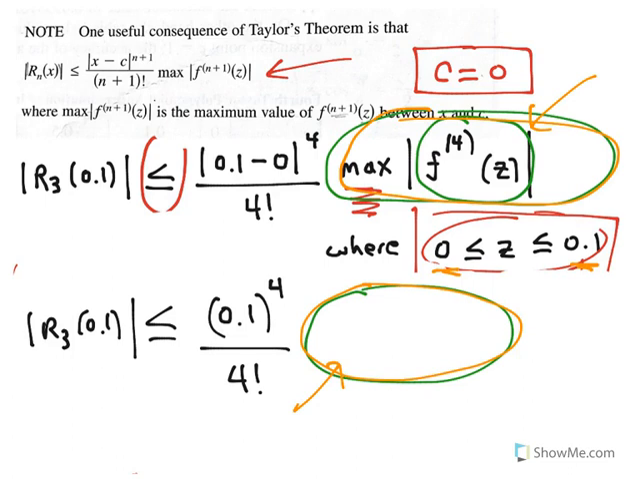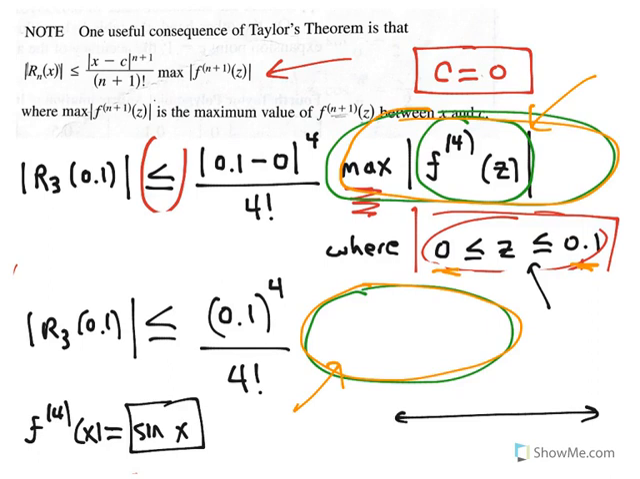Now go back to what our fourth derivative is. As we just saw, the fourth derivative of our function is sine of x. So we want to evaluate the fourth derivative at a z value from this interval at which the fourth derivative will be a maximum. So go back to the graph of the sine function. The fourth derivative is sine. And sine of 0 is 0, and sine of pi over 2 is 1. So the graph of the sine function looks something like this.